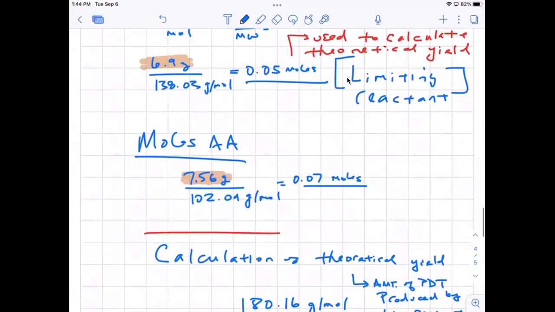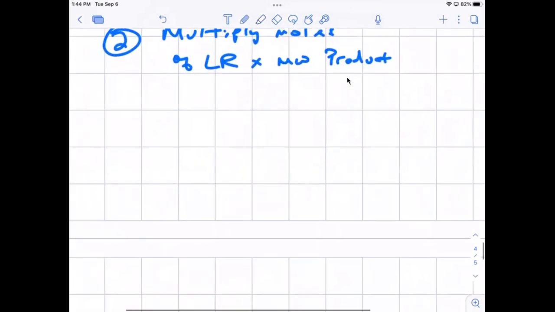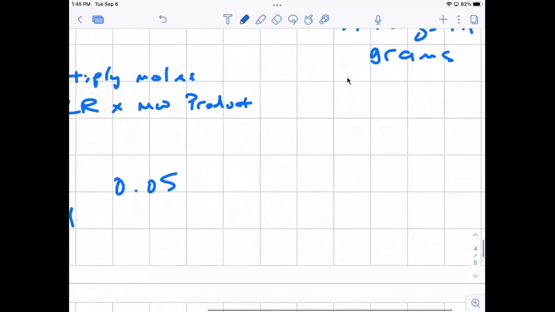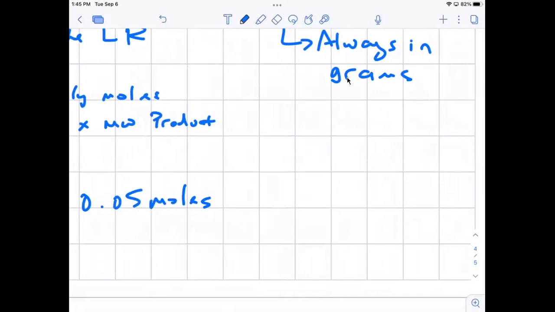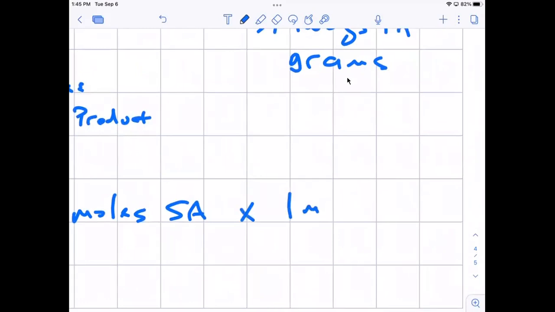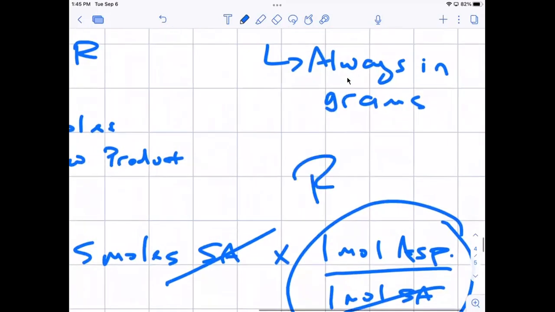So up here, we said that this was limiting. We said that this was 0.05 moles. This was 0.07 moles. So 0.05 is limiting, and we're going to use that. So the theoretical yield is going to be 0.05 moles. Let me show you the CHEM way, right? We're going to take moles of salicylic acid and turn it into moles of aspirin times 1 mole aspirin over 1 mole salicylic acid. So that's going to cancel that out. The 1-to-1 part, that's the stoichiometric ratio.